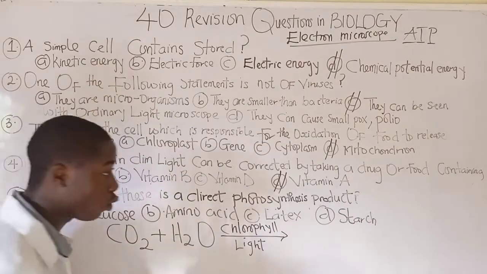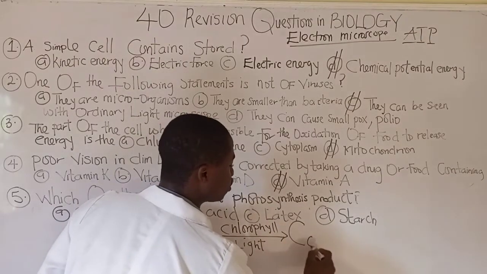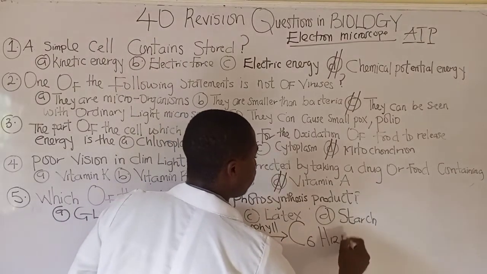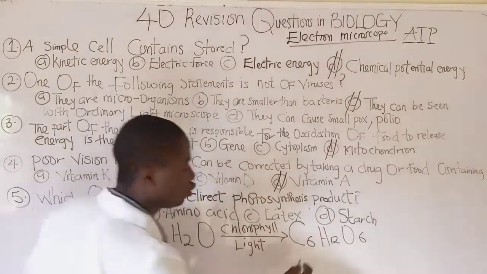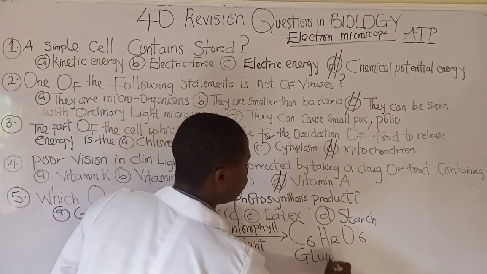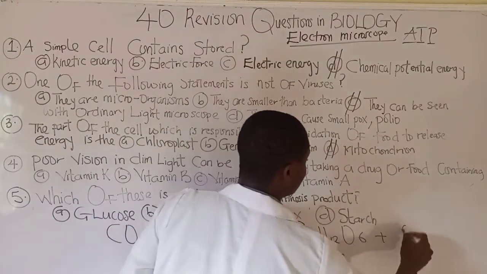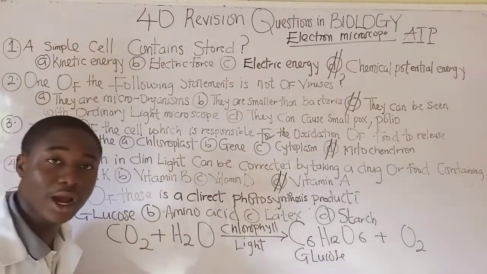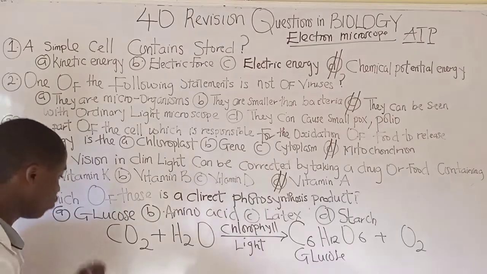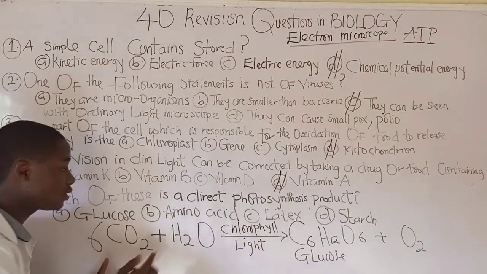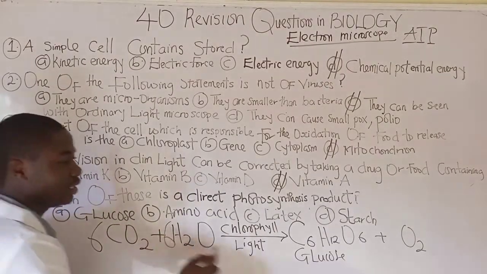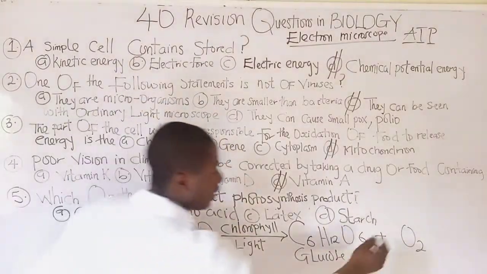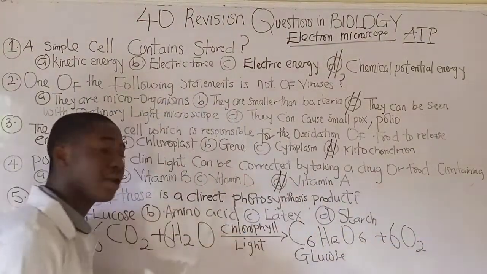When this reaction occurs, we'll get a product called C6H12O6, and this is called glucose, and we'll get oxygen. But the question you ask yourself is, is this reaction balanced? No, we have to balance. So when we want to balance, we put 6 moles of carbon dioxide here, 6 moles of water here, and 6 moles of oxygen. Now the reaction is balanced.